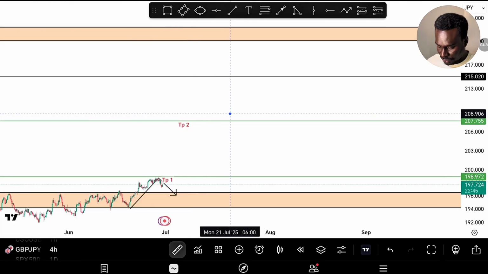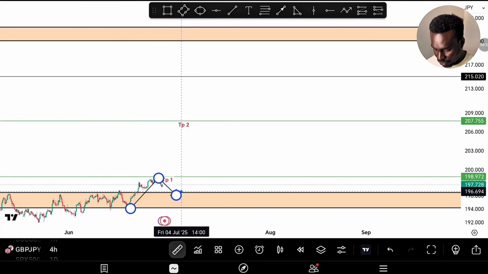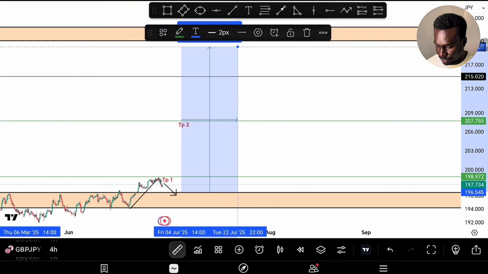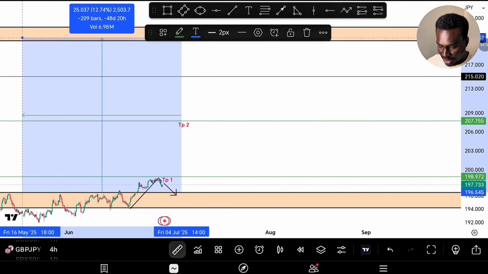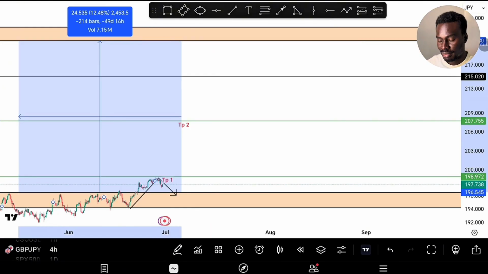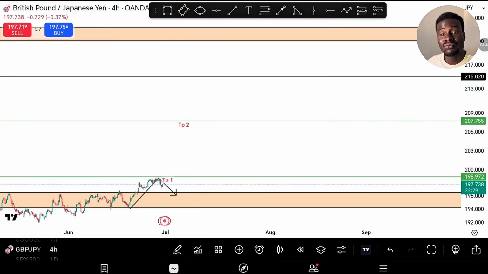So get the measuring tool. From zone to zone, basically from zone to zone, we have over 2,400 pips, guys. That's massive. 2,400 pips plus on GBP JPY, and that's what I mean.